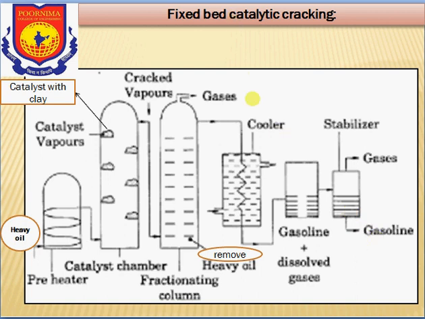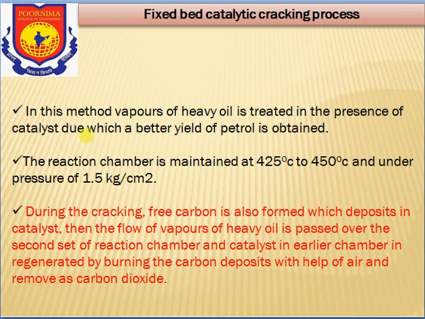Some of the important points of fixed bed catalytic cracking. This reaction chamber used for fixed bed catalytic cracking operates at 425 to 450 degrees centigrade under a pressure of 1.5 kg per centimeter square. During the cracking, and this is most important, free carbon is also formed, which is deposited over the catalyst. Then the flow of heavy oil vapors is passed over the second set of reaction chamber and catalyst, and the catalyst in the earlier chamber is regenerated. It is regenerated by burning the carbon deposited over the catalyst with the help of air, and it is removed in the form of carbon dioxide.